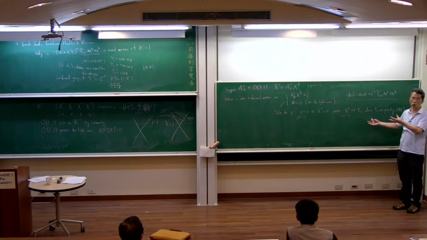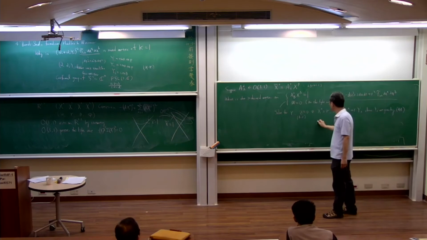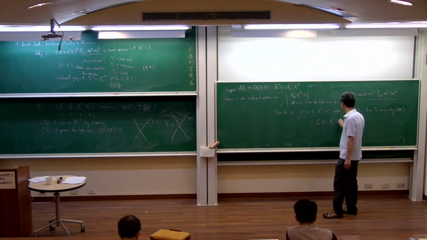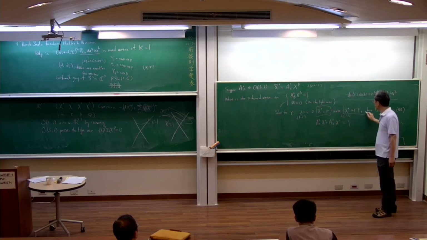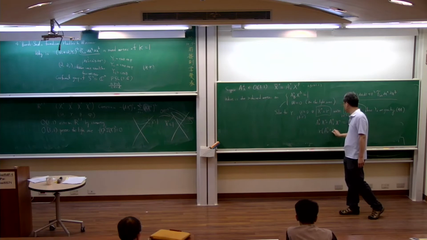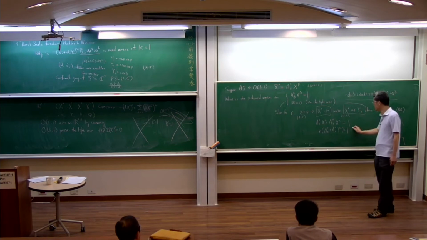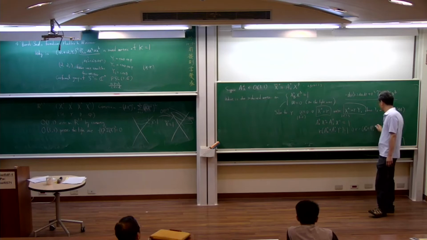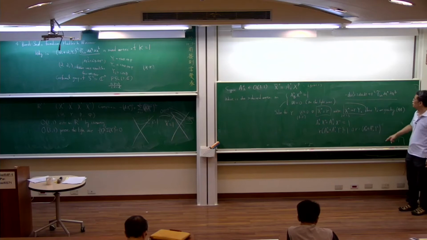And therefore we can write down this one here. That's A_00 x^0 plus A_0i x^i is equal to 1. Now x^0 is equal to R, x^i is equal to R Y^i, so you can factorize an R here: R times (A_00 plus A_0i Y^i) is equal to 1. And therefore you should solve for R. And once you plug in this equation here, you get an induced metric, and this induced metric is exactly this one here.